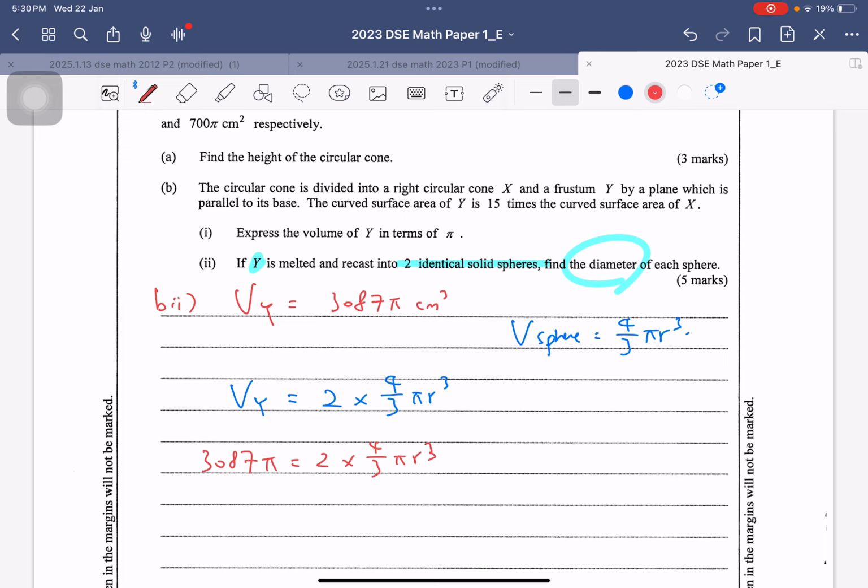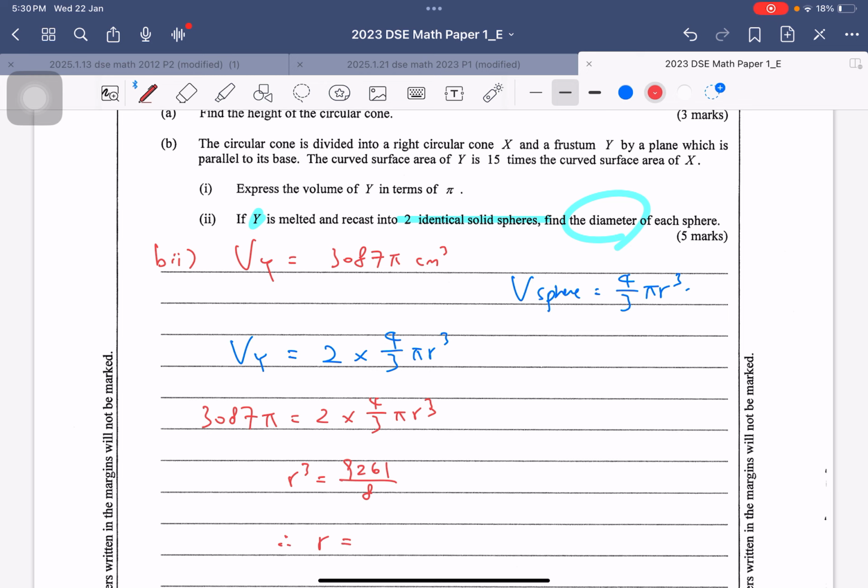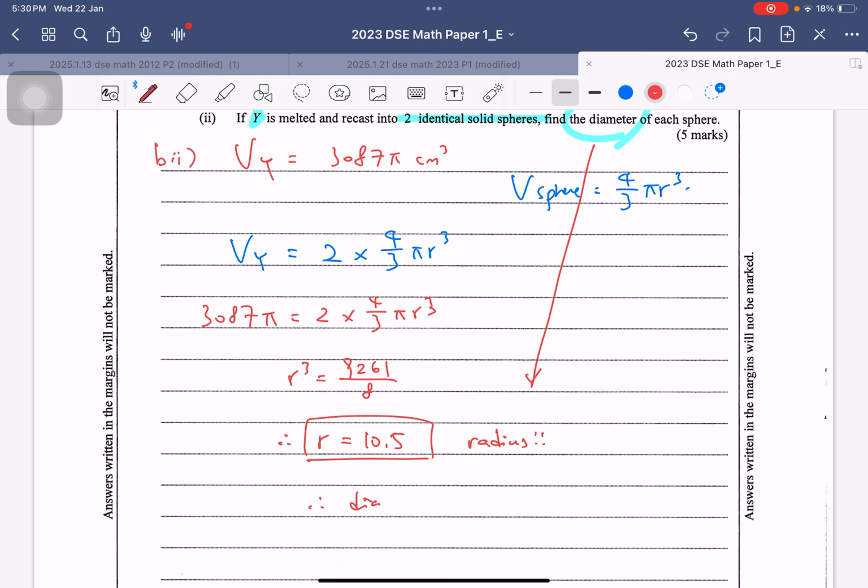Solve the equation, we have r cubed is equal to 3087 times 3 divided by 4 and then divided by 2, giving you 9261 divided by 8, and then take the cube root. The r is just equal to 10.5. It's not finished because this is the radius. Be careful, the question is asking about the diameter. So the diameter is equal to 2 times 10.5, giving you 21 cm.